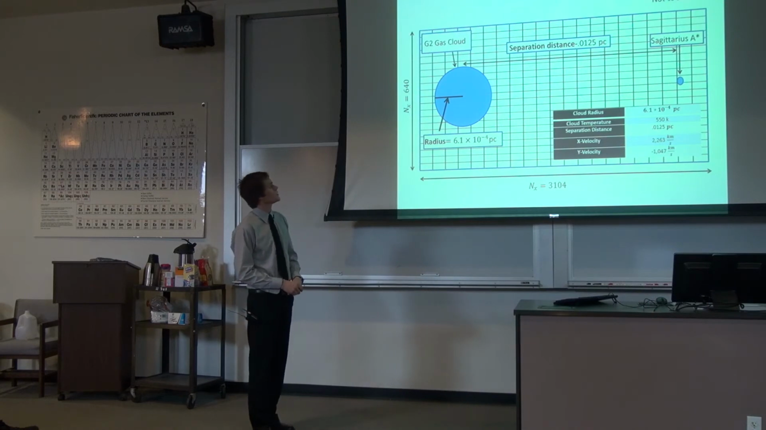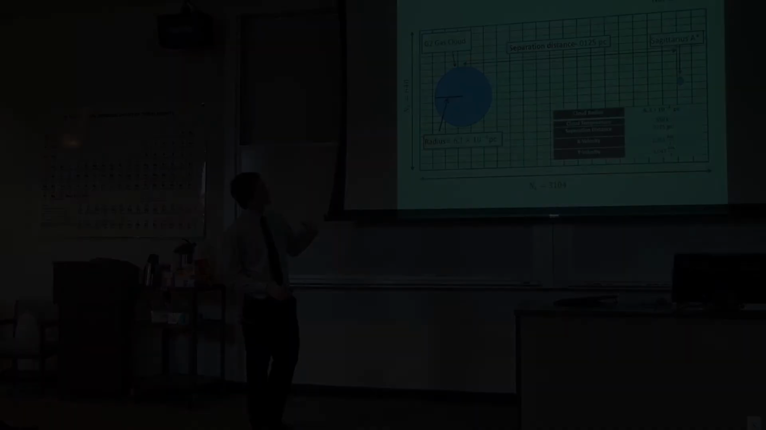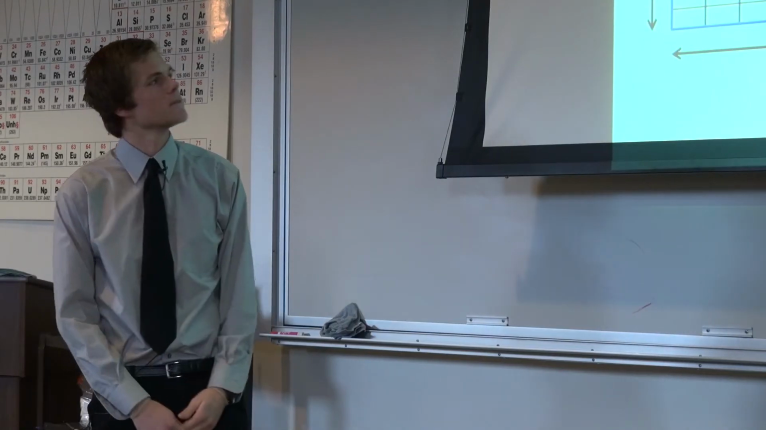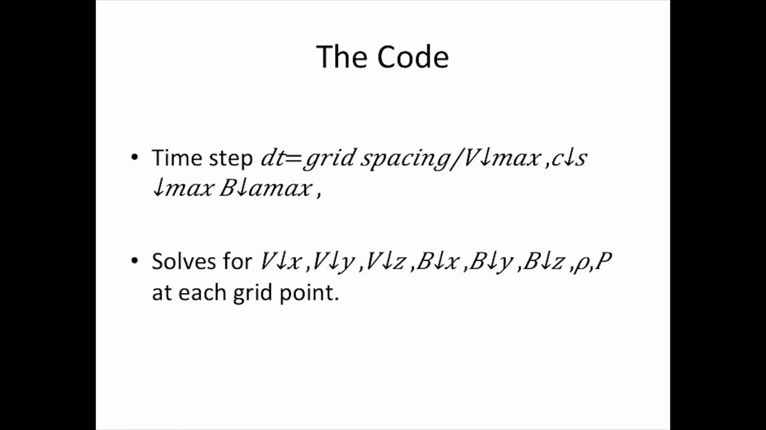Our grid space is 640 grid spaces in the y direction by 3,104 in the x direction. And it's important to note the asterisk here, not to scale, up in the right-hand corner, because if this was actually to scale, the black hole would be in the other room. So then we initialize all our parameters, we hit the start button, and here is what's actually happening within the code.